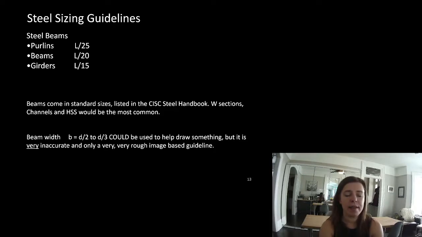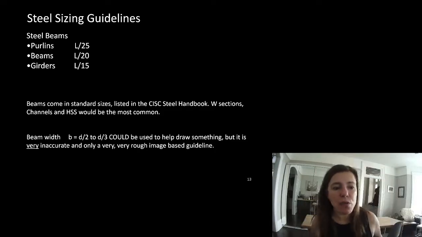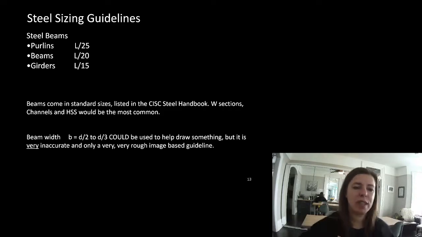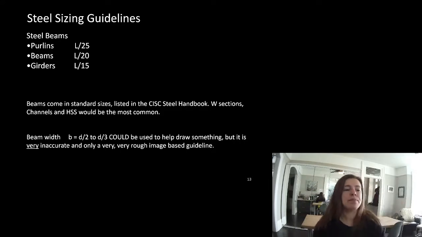So beam width is an absolutely horrid sizing guideline. I'm not going to test you on it for steel. Concrete, I might have some questions on it. But for steel, I don't want to ask you about the width. The reason I'm giving you this sizing guideline for steel is that it's helpful to draw something that looks realistic. It's a very inaccurate thing and only gives a very, very rough estimate that helps you visualize something. If you follow these in a drawing, it's not going to make somebody go, what are you drawing there? And that's really the goal of this particular width guideline.